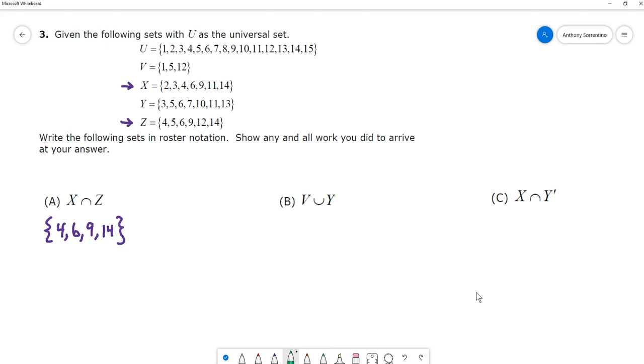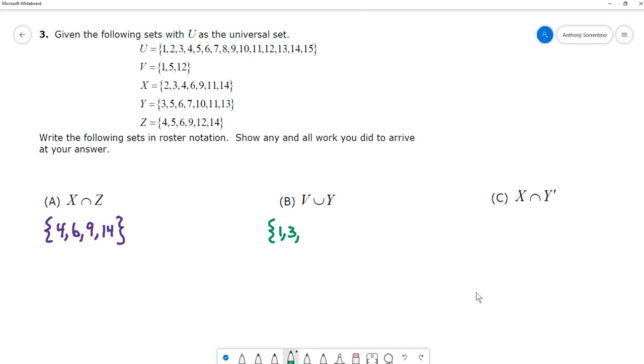For B, now this one is the union of v and y. So when I look back to these, I'm looking for elements that are in v or y or both. So when I start the list, I look in v, it has 1. Y doesn't, but since it's in v, I will include it. It's a union. Y has 3, v doesn't. So it's going to be included because it is in Y.